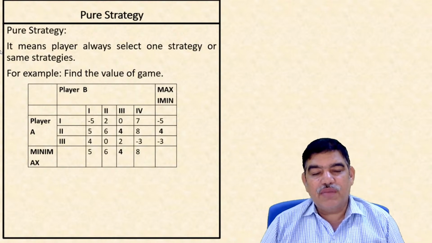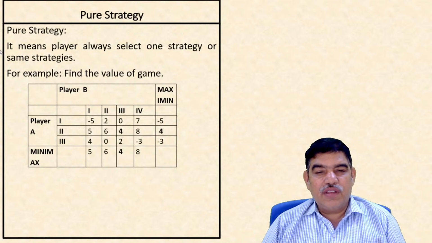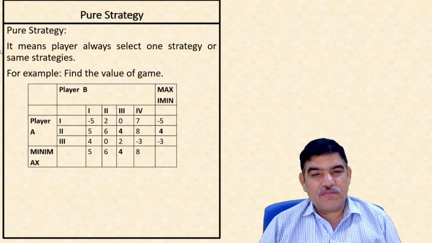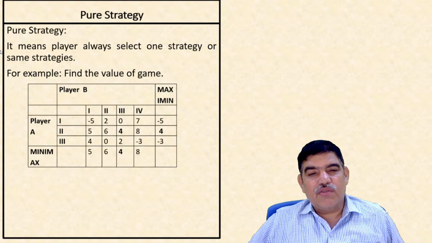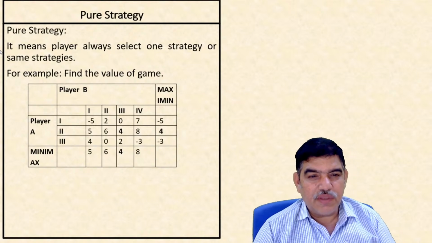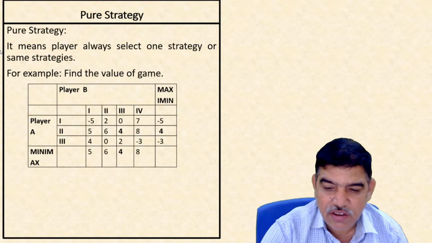So I mentioned in this table, in this example, in bold letters, that is 4. In the third column, 4. In the second row, 4. Both indicate a saddle point. That means 4 equals 4. That 4 is mentioned in the table. That is known as a saddle point.